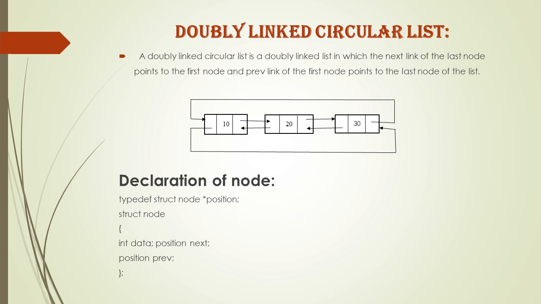Here the data flow occurs in both directions, that is forward direction as well as backward direction. The link will be flowing through the last node to the first node and the first node to the last node by pointing the next and the previous.